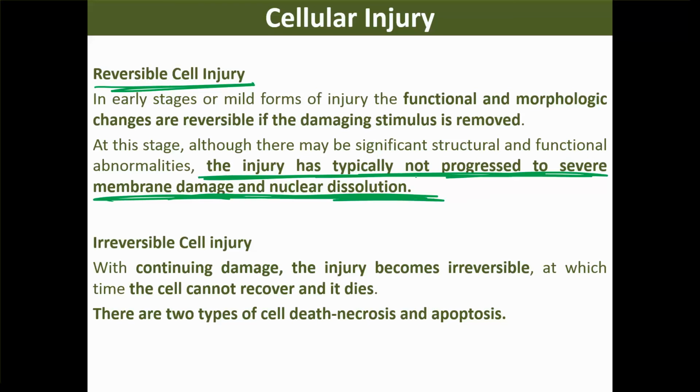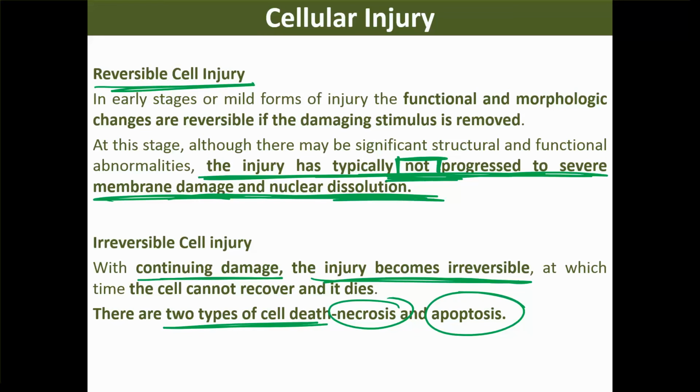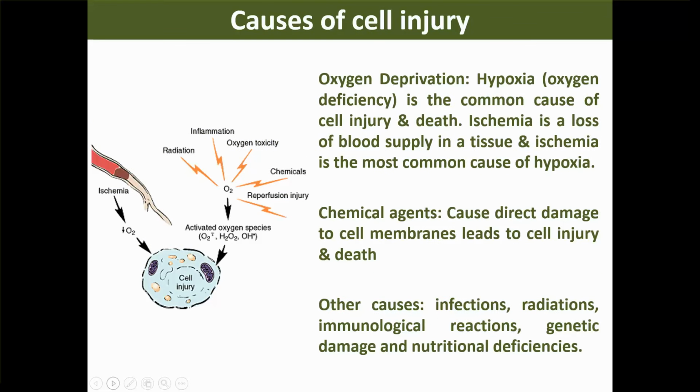It should not progress to membrane damage. If it is continuous, the injury becomes irreversible because the membrane is damaged, so the cell goes for cell death. There are two types of cell death: necrosis and apoptosis. Oxygen deprivation, called hypoxia, is one of the most common causes of cell death. One of the most common causes of hypoxia is ischemia, which means loss of blood supply.